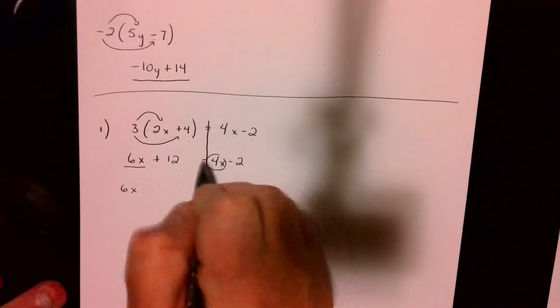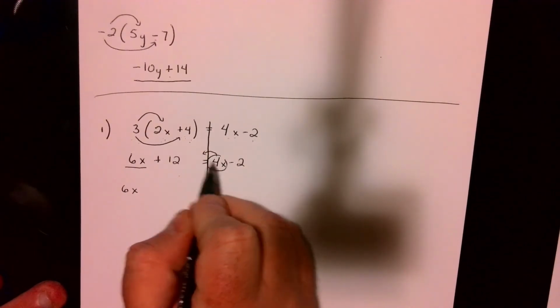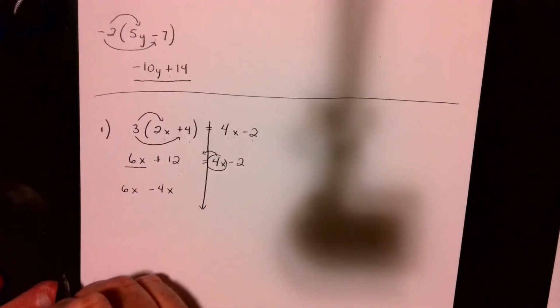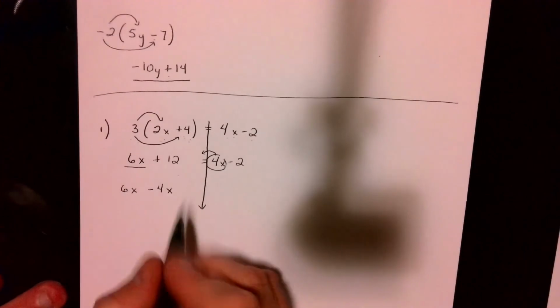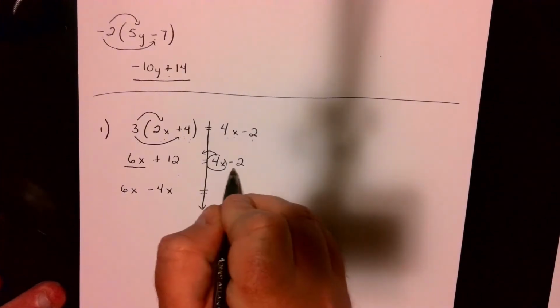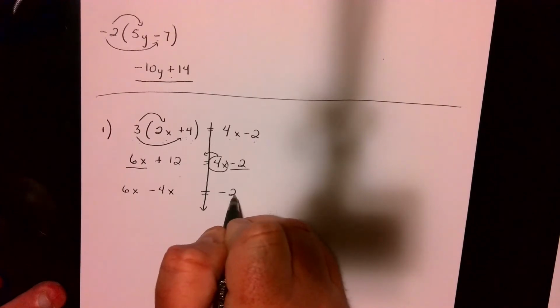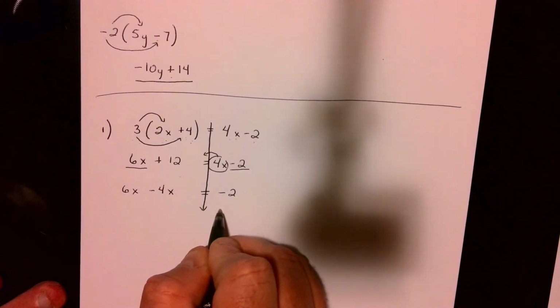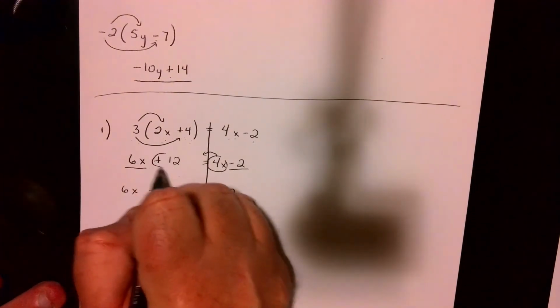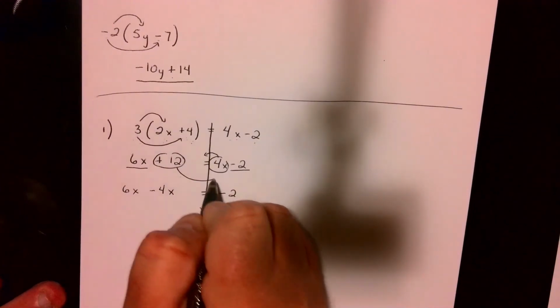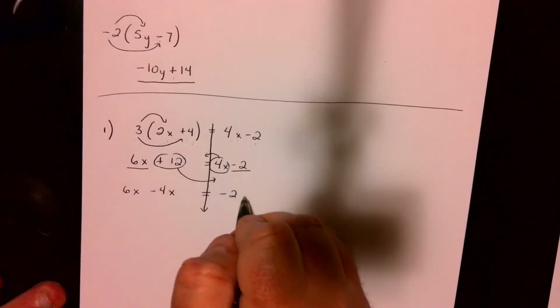This 4x needs to come across. When he comes across, he's going to change to a negative 4x. That's all our x's, but get everything else on the other side. Over here, be careful, that's a negative 2, so then negative 2 is going to stay there. This side, we have a positive 12 who needs to come across the fence, and he's going to change from a positive to a negative 12.